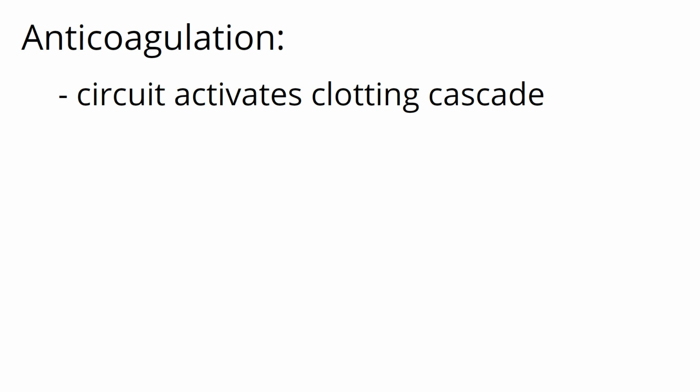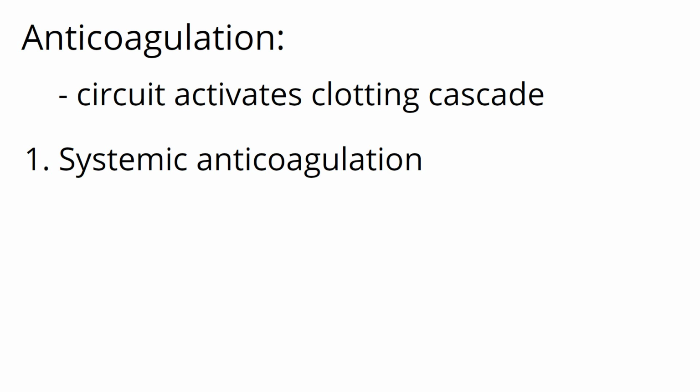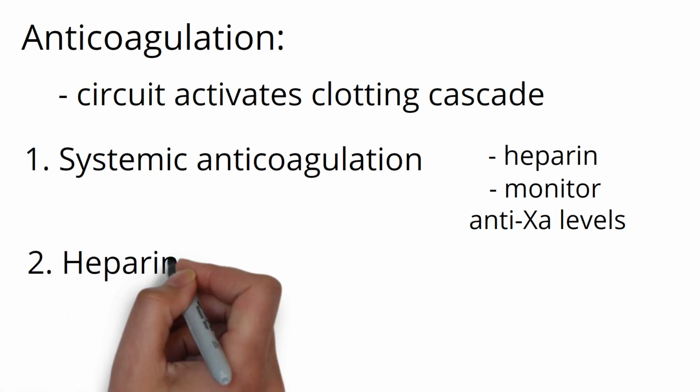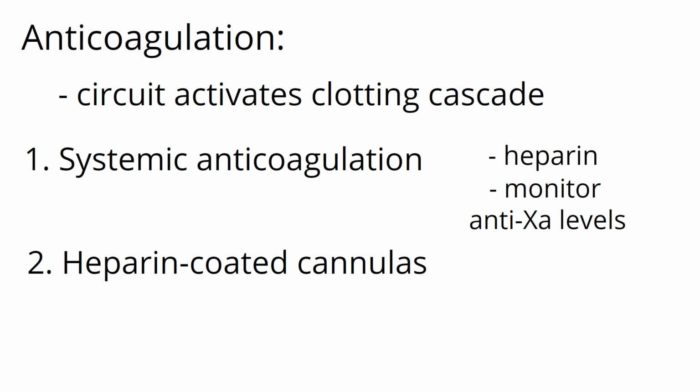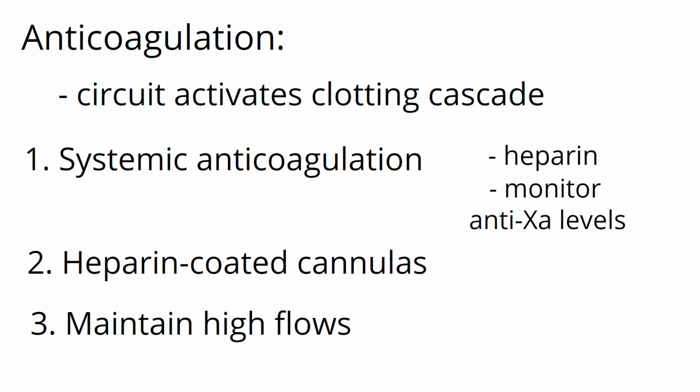In order to reduce this risk of clot formation, we do a few things. 1. As long as the patient does not have any major bleeding issues, we start systemic anticoagulation via an ECMO-specific protocol. At our institution, the default anticoagulant is heparin, and we monitor anti-10A levels with a goal of 0.2 to 0.4, which can be modified as needed based on patient factors. 2. The cannulas are all heparin-coated to reduce clot formation. And 3. We typically maintain high flows in the ECMO circuit, at least 2.5 liters per minute, to prevent blood stagnation until the patient is ready to wean off of the ECMO circuit.